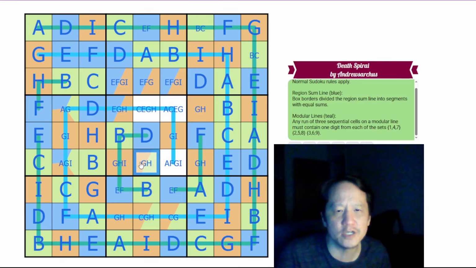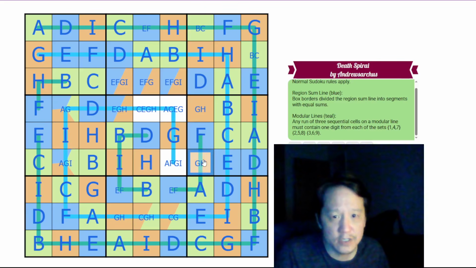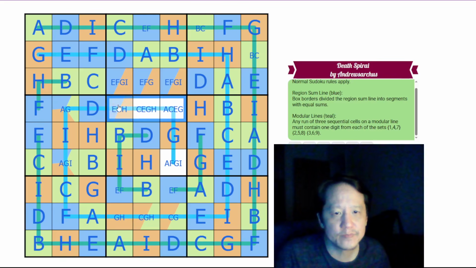This is now GH as a pair, which means this is not green. So this has to be I. So this can't be I. That's G. This is I. This is H. This is G. That's H. This cannot be orange. So no orange here. So wait. This can't be orange because of the remaining cells in the box. We have 3 oranges.